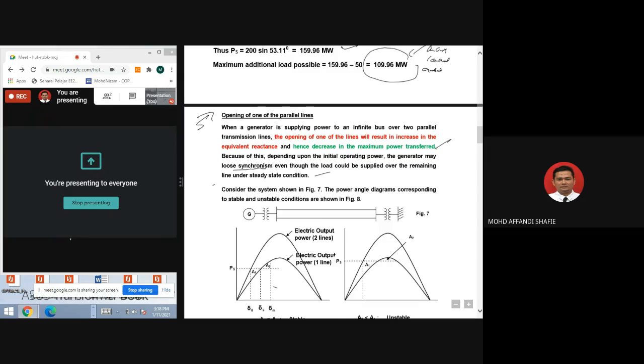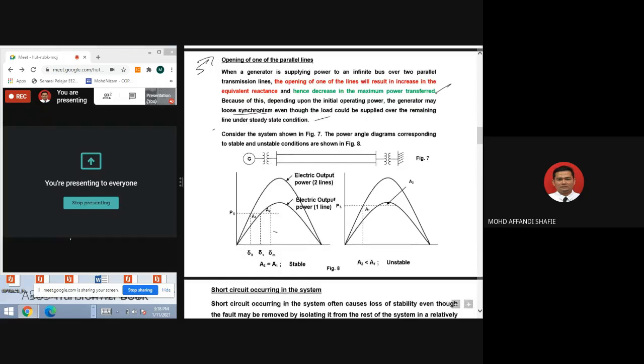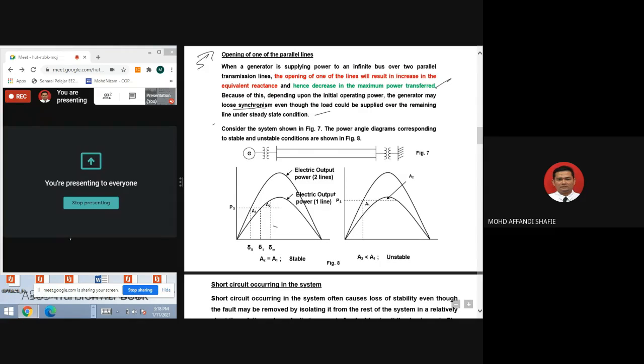So consider the system shown in figure 7 here. The power angle diagrams corresponding to stable and unstable conditions are shown in figure 8. So this is the electric output power for two lines, and then the electric power for one line. So from here, when A2 is equal to A1, that one is stable, but if A2 is more than A1, then it becomes unstable.